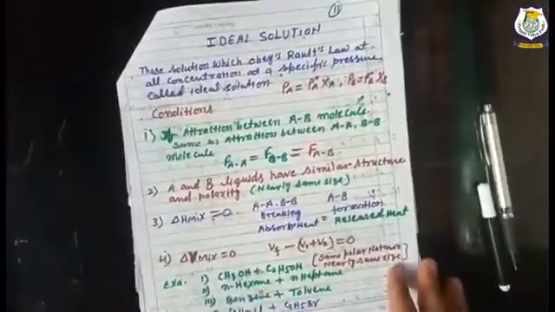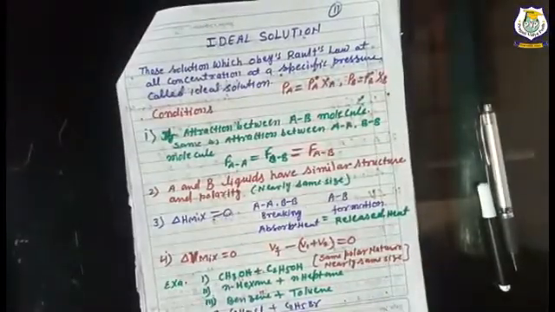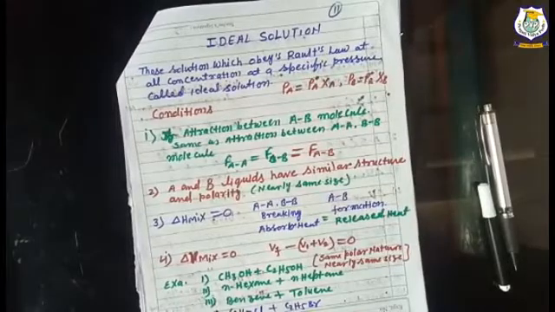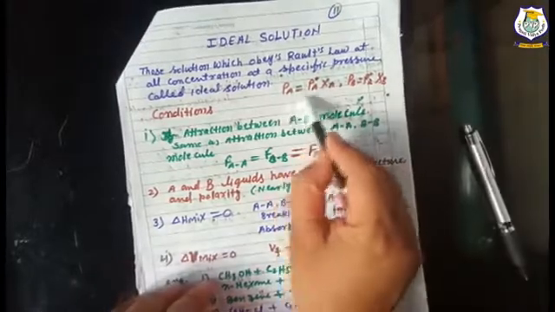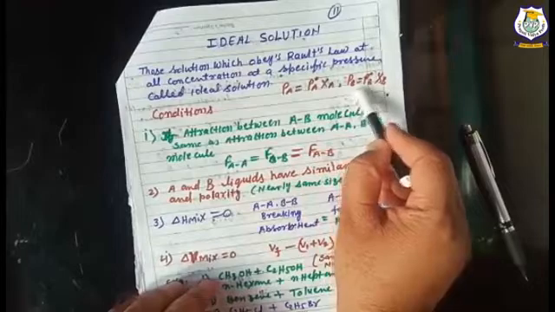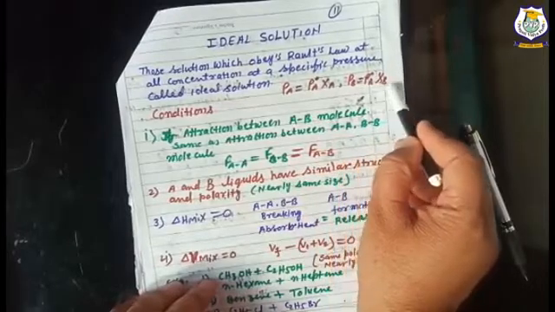Another topic of solution is ideal solution. It is defined as those solutions which obey Raoult's law. Those solutions which obey Raoult's law at all concentrations at a specific pressure are called ideal solutions. For an ideal solution, PA equals P naught A XA, PB equals P naught B XB.